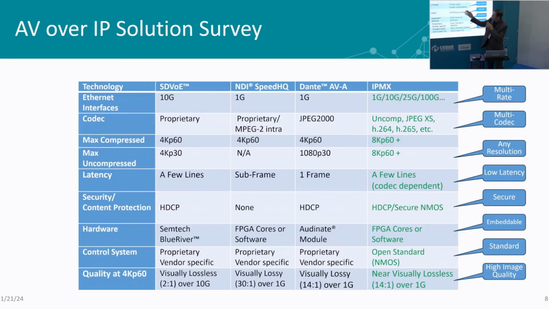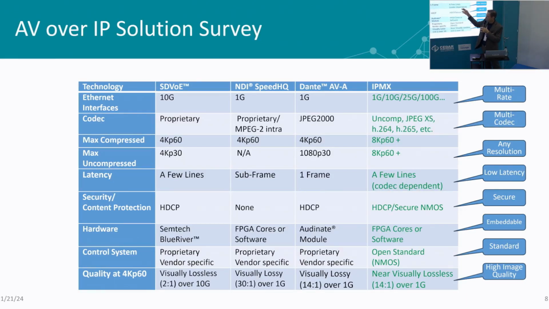So we'll talk about some of these requirements that we had and how it stacks up compared to some of the existing solutions. I'm not going to go through this entire chart, but there's some things that are very important, like the codec. You'd like to be able to handle multiple codecs, not just a single one, again, depending on your bandwidth requirements. That's incorporated in IPMX. You'd like to have very low latency in Pro AV. Yes, it's codec dependent, but it's very few lines. In the case of uncompressed, it's 2 lines.